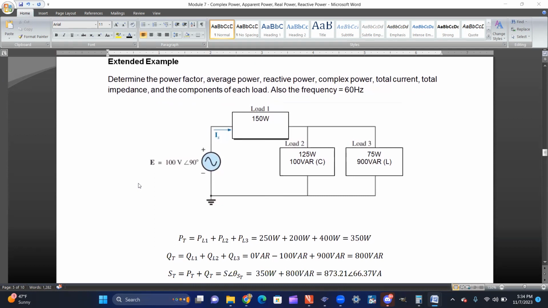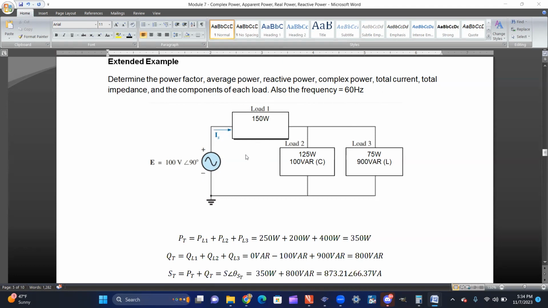This example right here will go into more detail on how to add power. It's kind of a long example, so make sure you've got your calculator ready to follow along with me. It says determine the power factor, average power, reactive power, complex power, total current, total impedance, and the components of each load. And I also tell you the frequency is equal to 60 hertz.